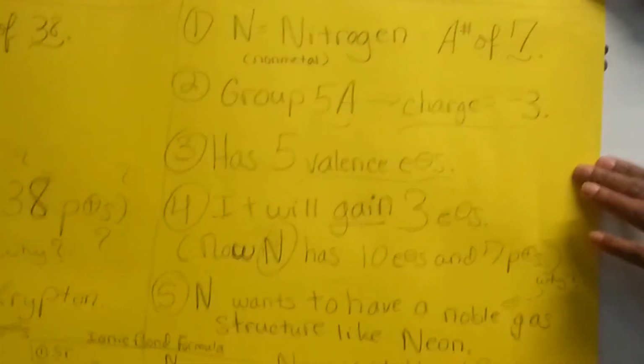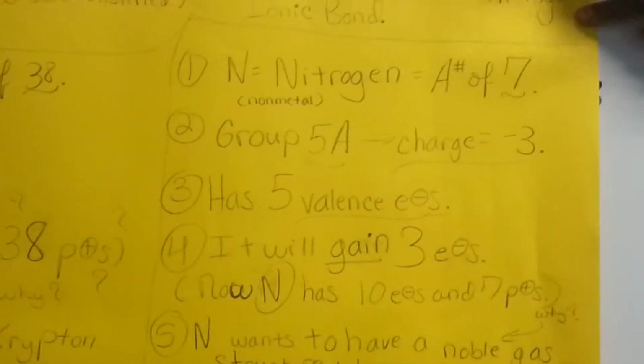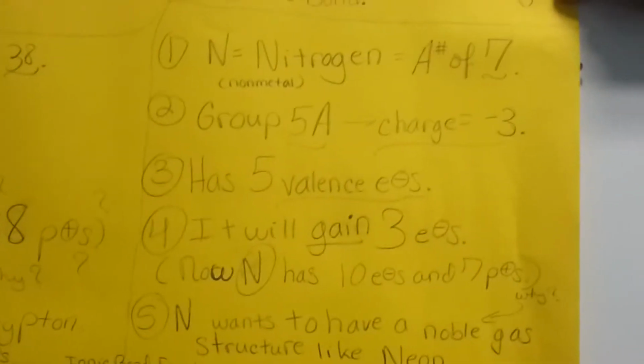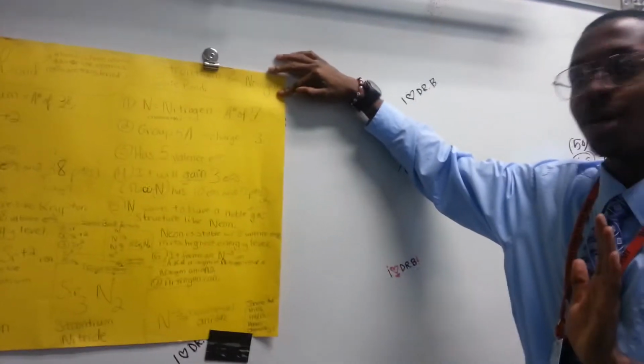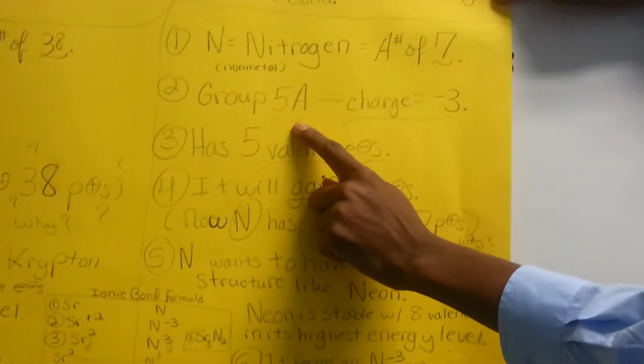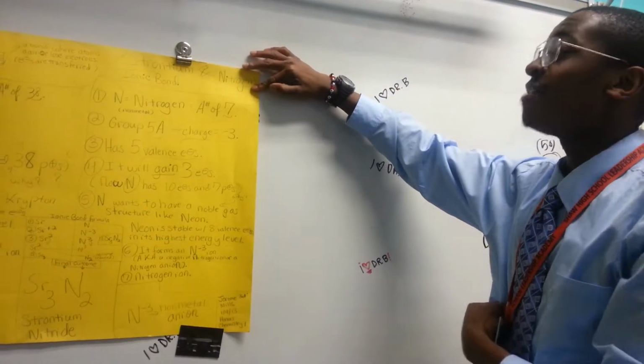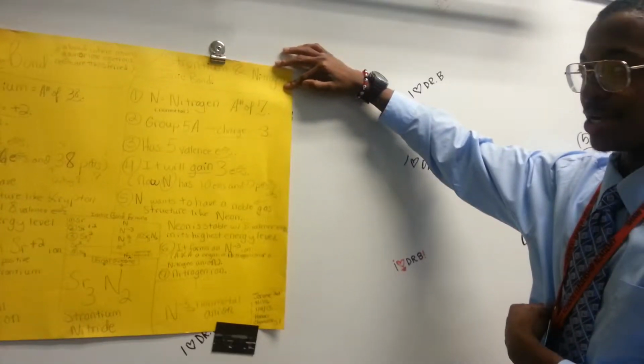Let's move over to nitrogen. Step 1. N is for nitrogen, the symbol for nitrogen. The atomic number is 7. Nitrogen is a non-metal. Step 2. Nitrogen is in group 5A with a charge of -3. Group 5A elements have a charge of -3.